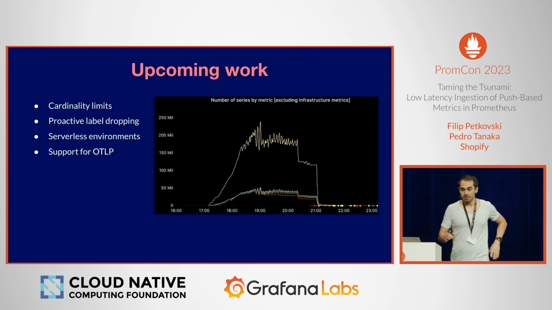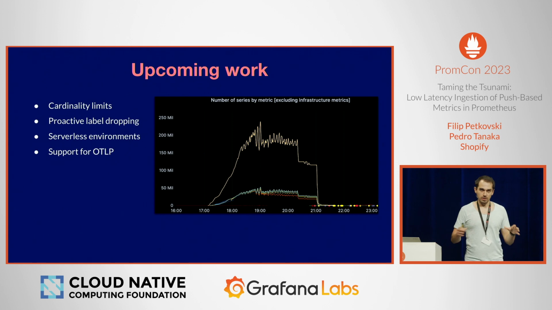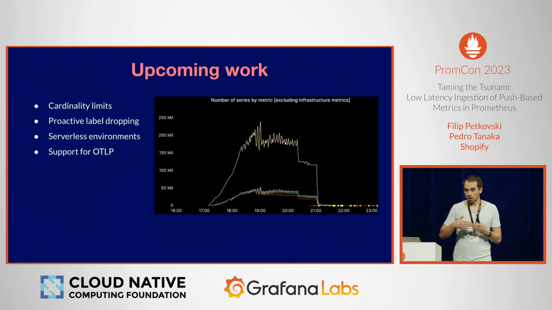All right, and that's the overview of the solution. What we're looking to do next, and what we're currently working on, is having more proactive label dropping. So we want to have more automated detections for high cardinality, and we want to be able to drop labels before we ingest that cardinality.